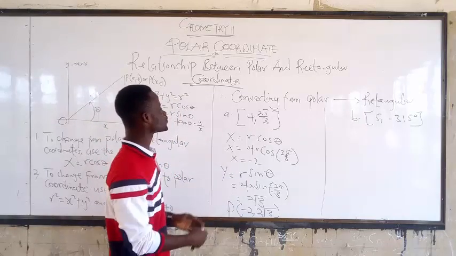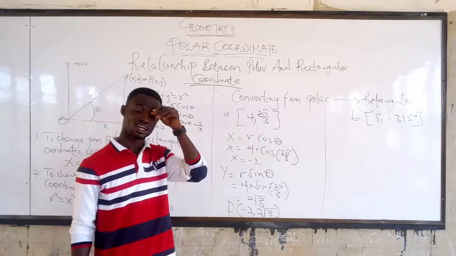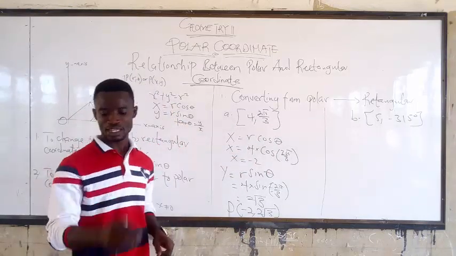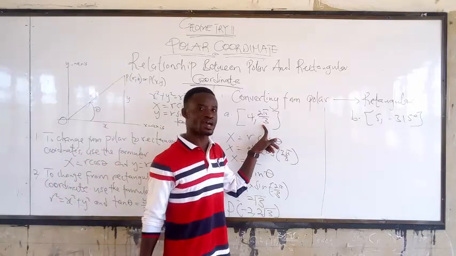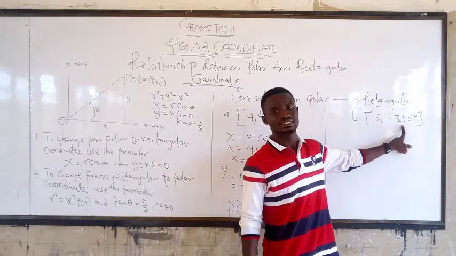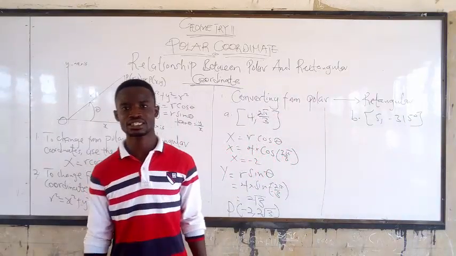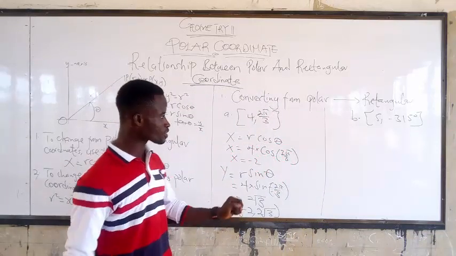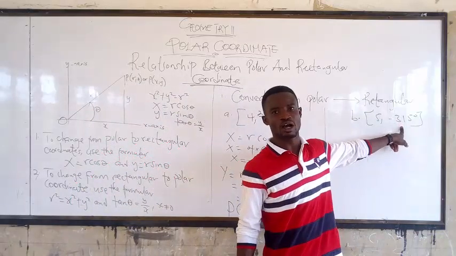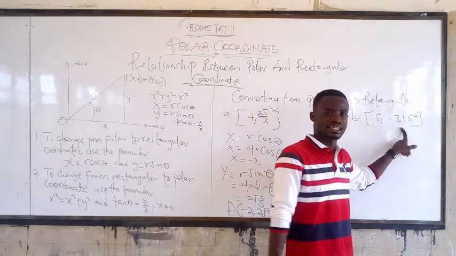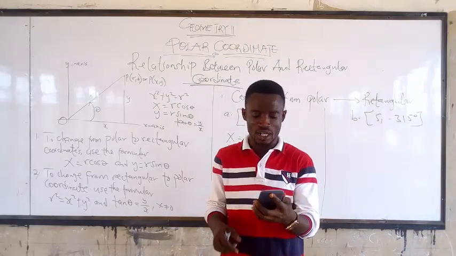So we have been able to change from polar coordinate to rectangular coordinate. Now we can try this. It's simple, but there is something that you have to be careful with. Know that here the angle is in radian, but here the angle is in degrees. So you have to do something. It's not by changing this one to radian, but it's about you knowing how to punch it on the calculator.